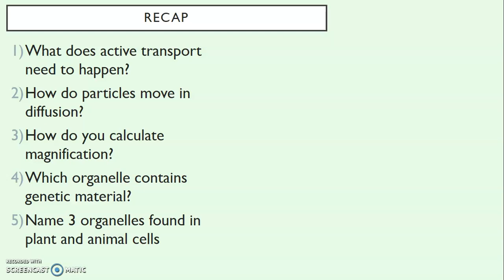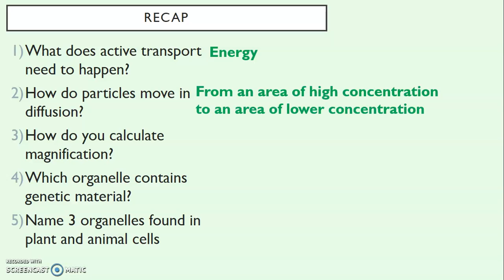Okay, Year 9, welcome back. We're going to check our answers. So in order for active transport to happen, you need to have energy. So remember, active transport is against the concentration gradient, so we need energy. How do particles move in diffusion? They move from an area of high concentration to an area of lower concentration, so from high to low.